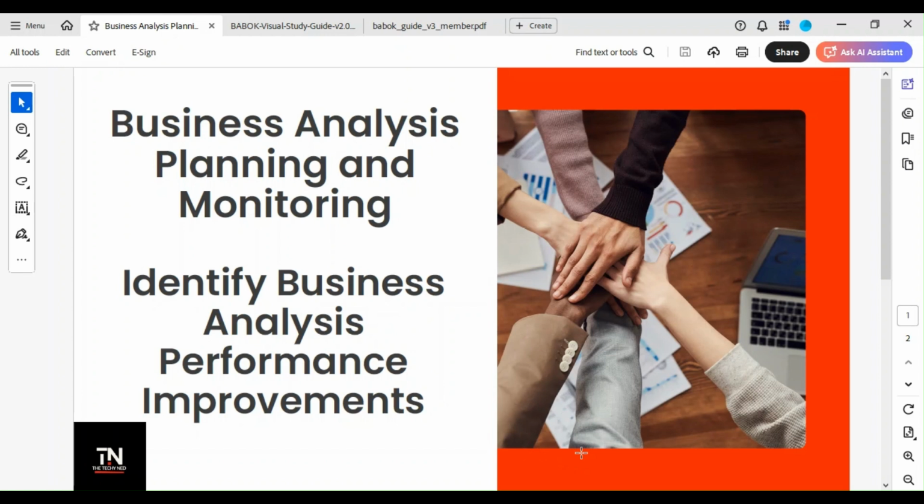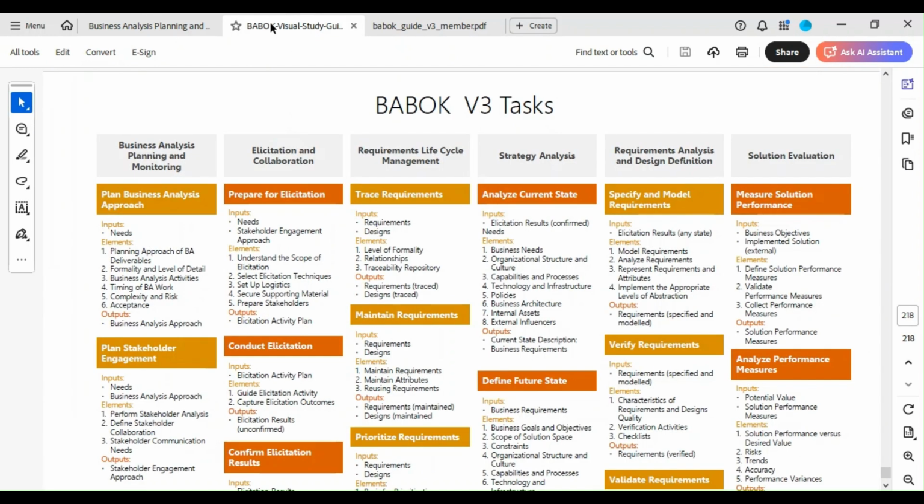So, yes, we are finally at the end of business analysis, planning, and monitoring. And we are closing that with identify business analysis performance improvement. But before we go into that, I would like us to look at some stuff, go back to what we did before so that we can refresh our mind.